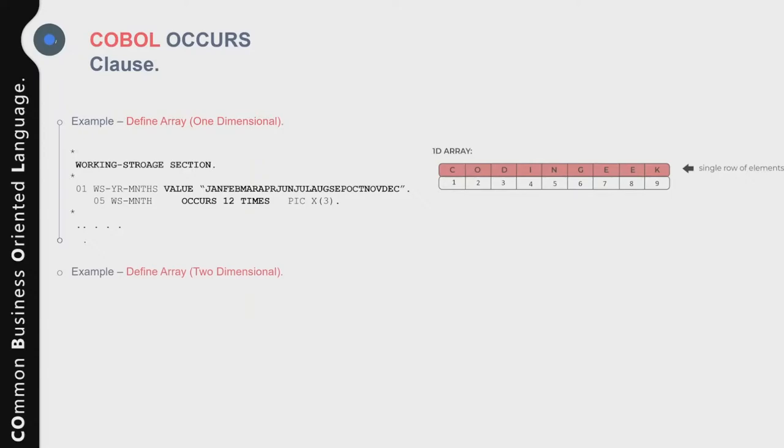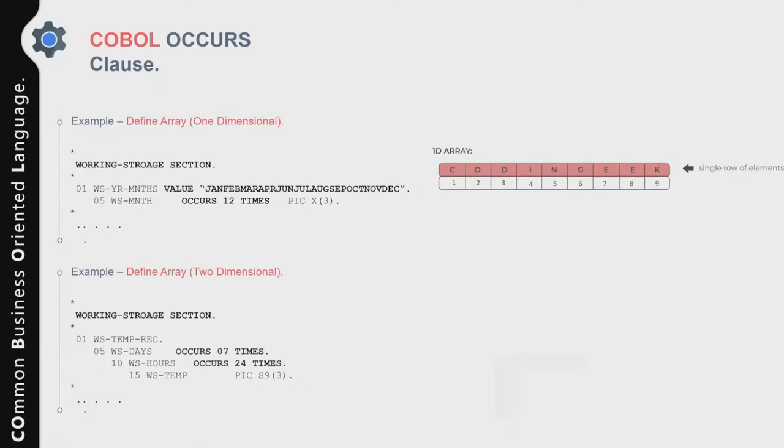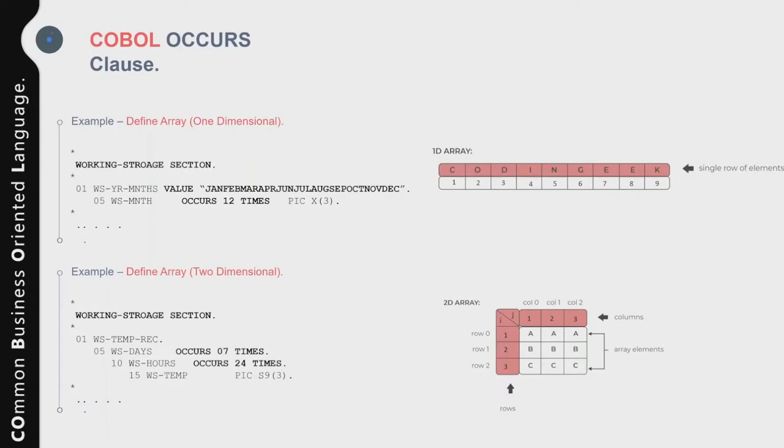In the following example, we have a working storage section, and there we have defined a table that is ws-temperature-record. Within that, we have defined the next variable at level 5, that is ws-days, that occurs 7 times. Within those days, we are recording temperature for 24 hours. So we have defined ws-hours at the next level, that is level 10, and that will occur 24 times. The actual variable which is going to hold the temperature is ws-temp, and it is defined as PIC S9(3). So this is how you can store 24-hour temperature for 7 days.